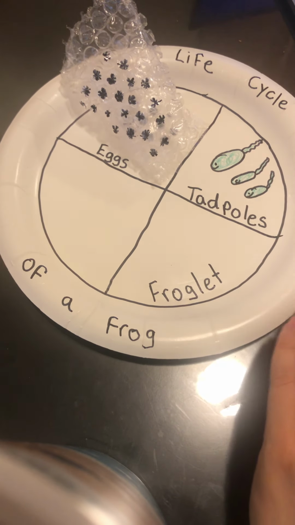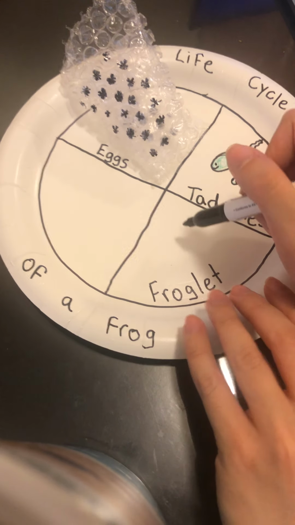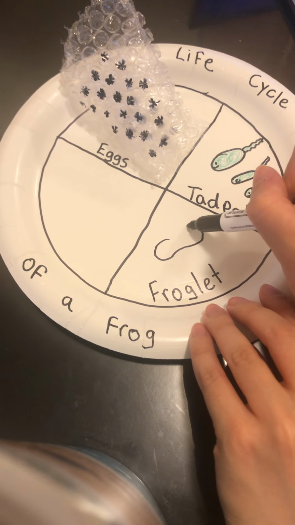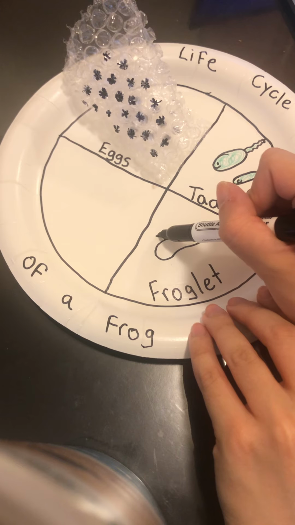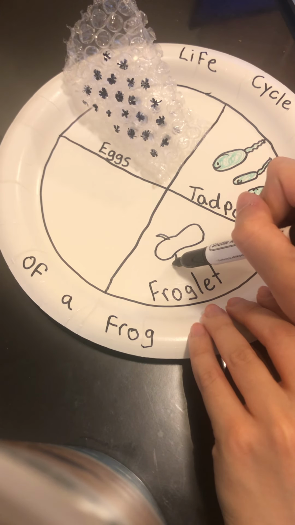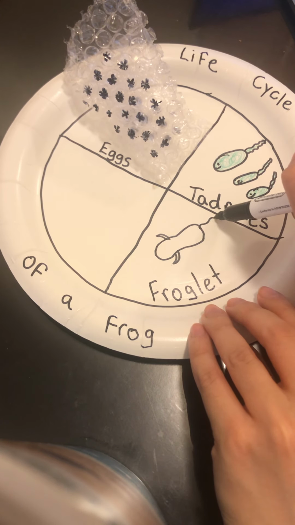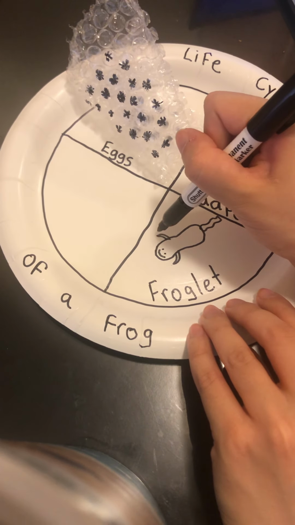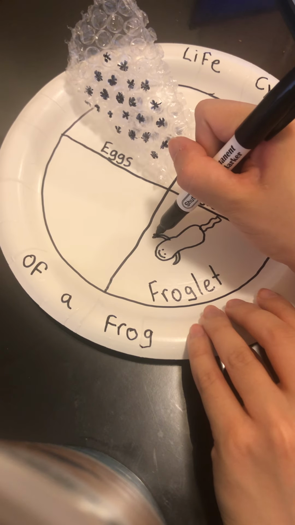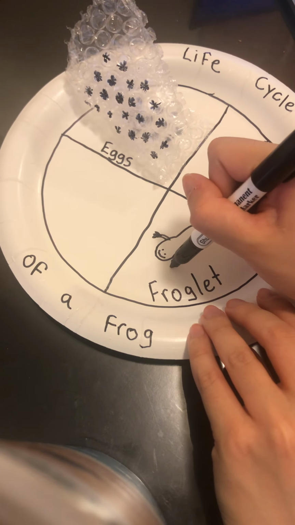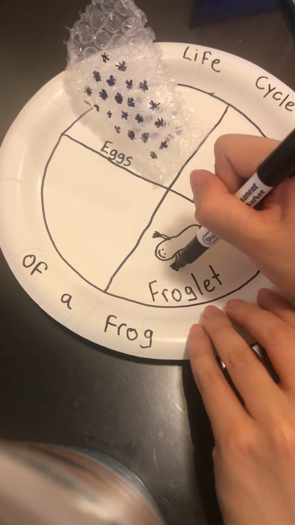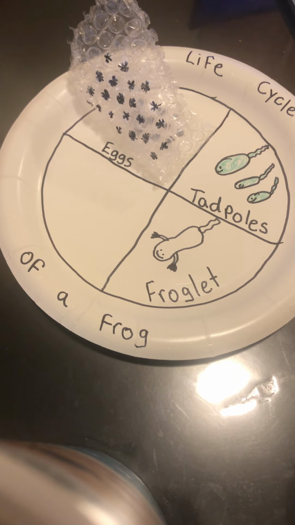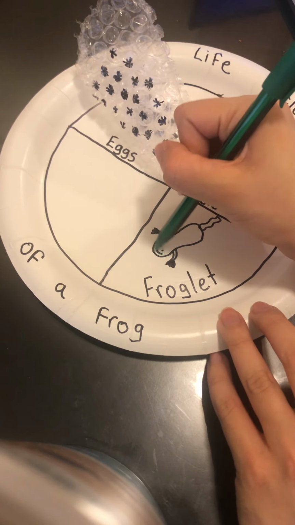Froglet is the next step of a frog. Right before it transforms or grows into a frog, it has the body of a frog with the arms of a frog but it still has its tail, which is the most important thing to remember. We're gonna give it some hands. Here we are. And we could color him green.